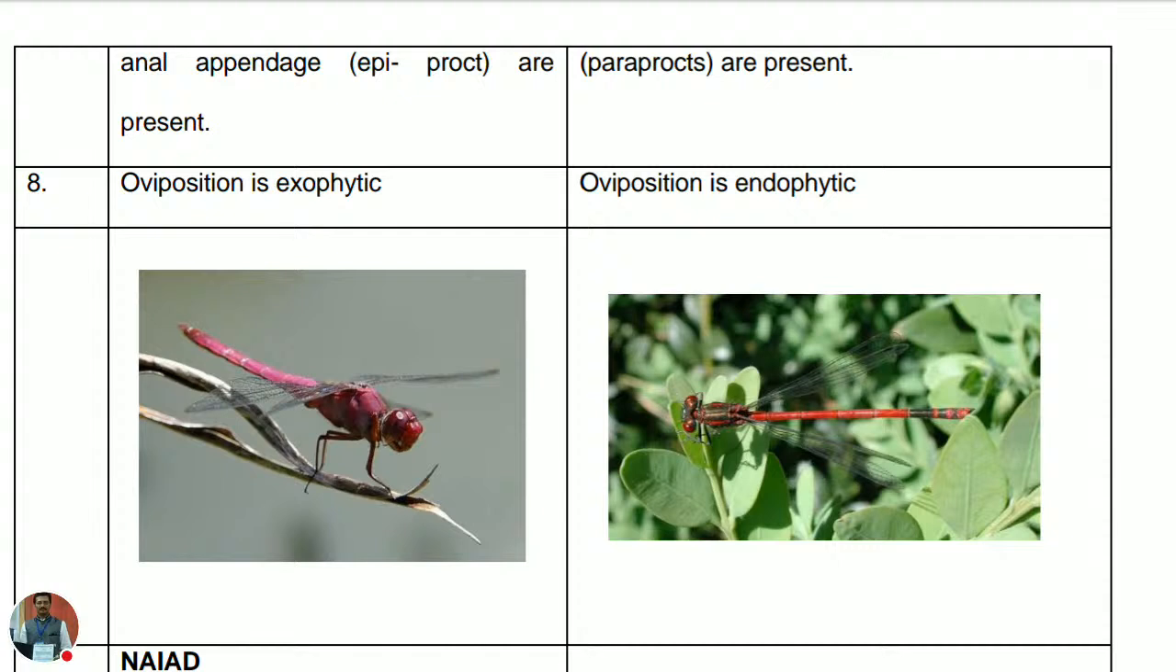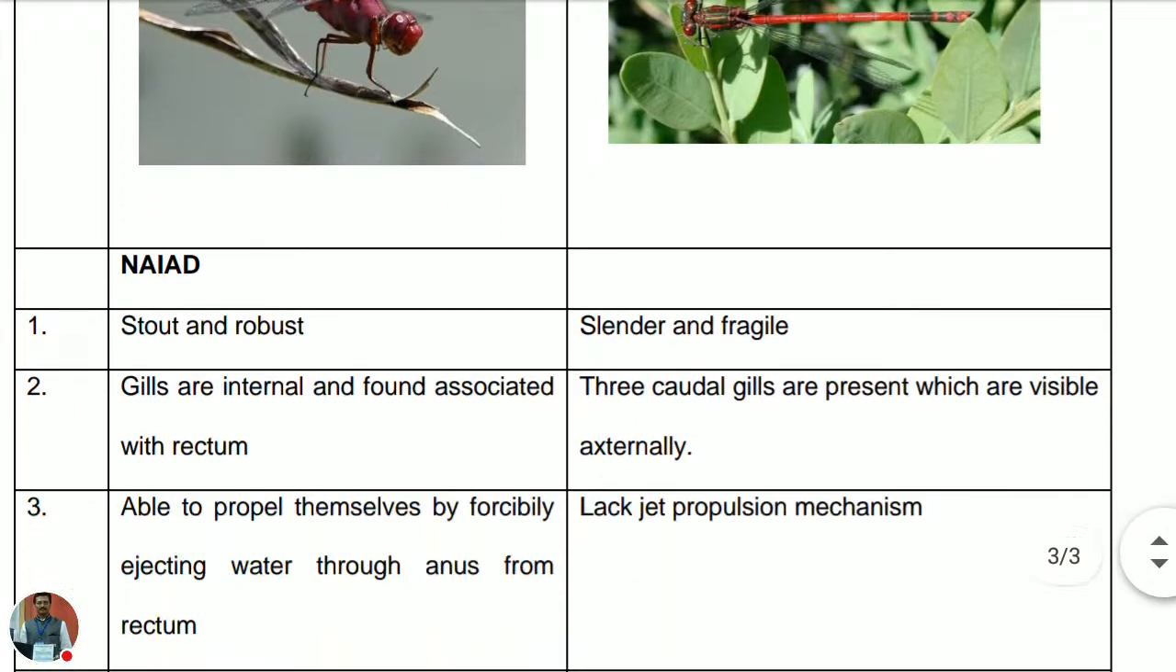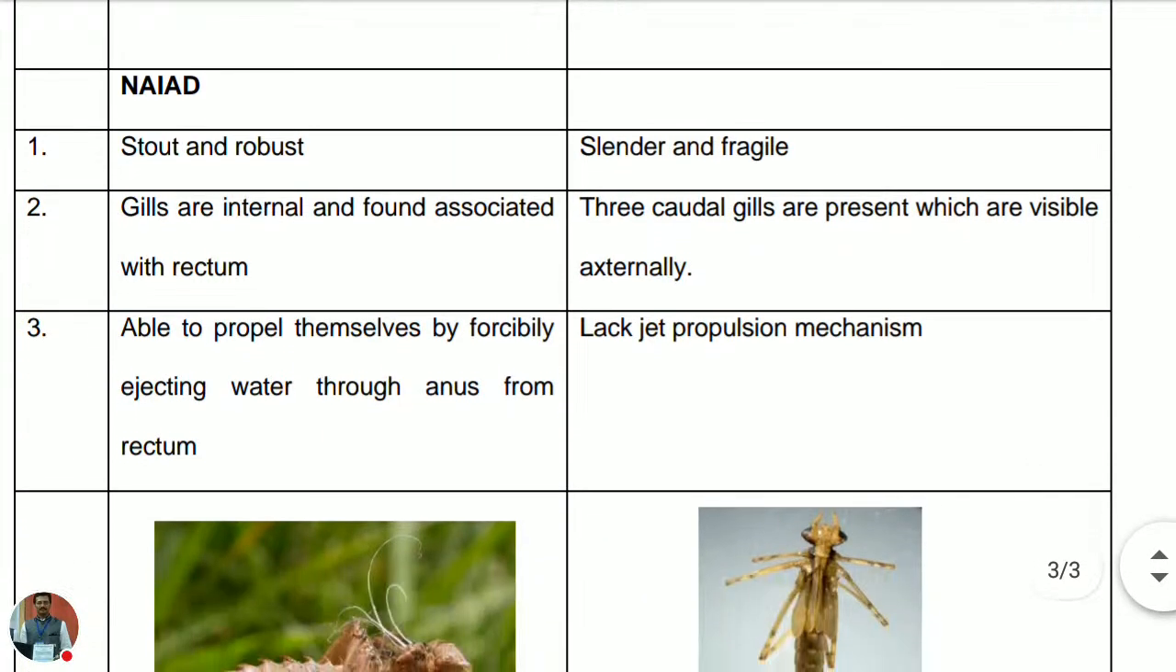Exophytic means not using the plant tissues for egg laying. The egg laying is directly in the water. And endophytic oviposition in case of damselflies, where these damselflies utilize the vegetation in the water body or near the water body. Then we'll again discuss the naiads.